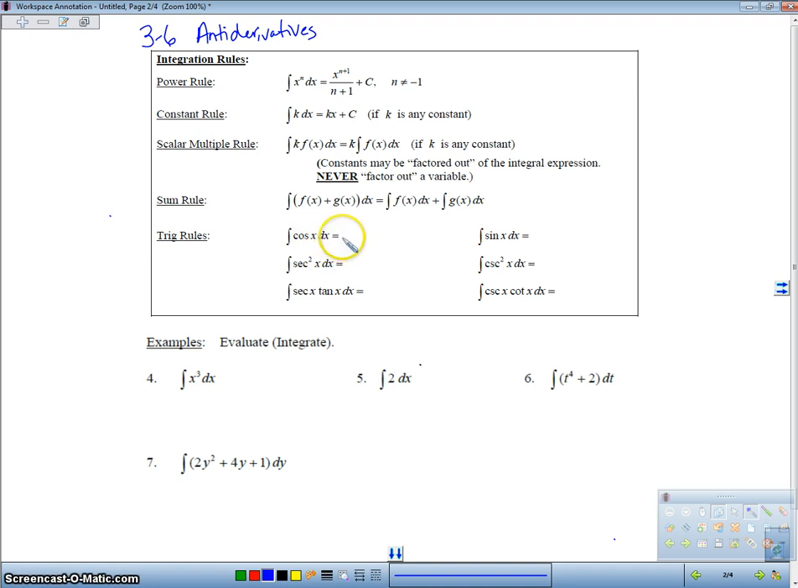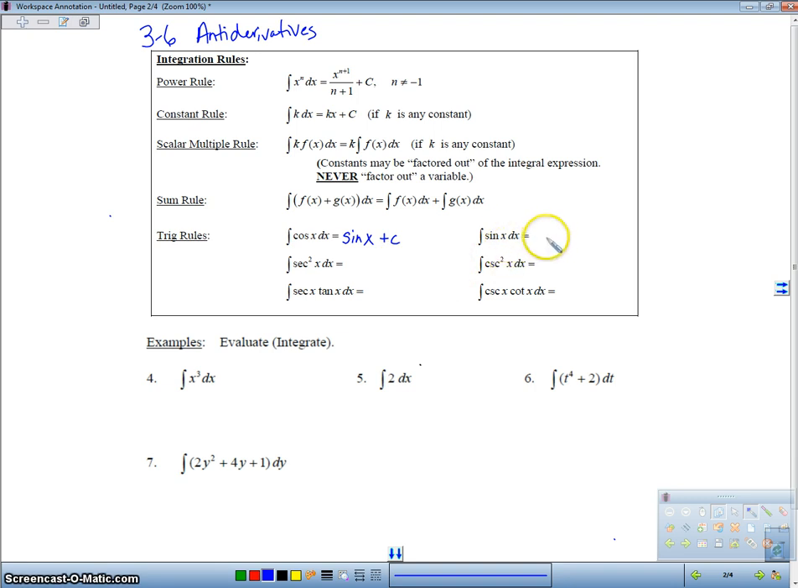Just think to yourself, what do I need to take the derivative of to get cosine x? That's going to be sine x plus c. I have to put the plus c there because, as you'll see, we need to put a constant there. If we take the derivative of the constant, we get 0. So if we took the derivative of sine x plus c, we would end up with cosine because the derivative of the constant would drop out. So when we're taking the antiderivative, the integral, we need to put that c in there.